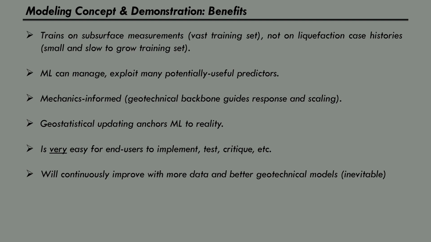We're anchoring to geotechnical models, and so when we interpolate or extrapolate with machine learning, our existing mechanistic knowledge is guiding response and scaling. We update, so we anchor to reality. I mentioned it's very easy for users to use this model, to tell the world whether it works, to show us when it doesn't work well. And it's going to continually get better as we have more data to train on and as our geotechnical models that we're surrogating get better.